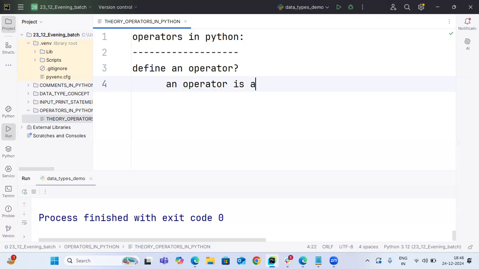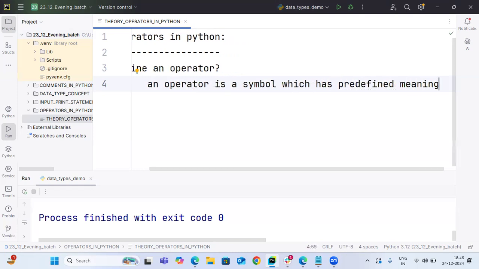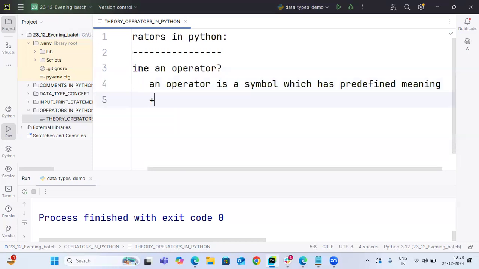An operator is a symbol which has a predefined meaning. Every operator has a predefined purpose. Plus is to perform the sum. And obviously minus is to perform subtraction. Isn't it? The star is obviously to perform multiplication, right?